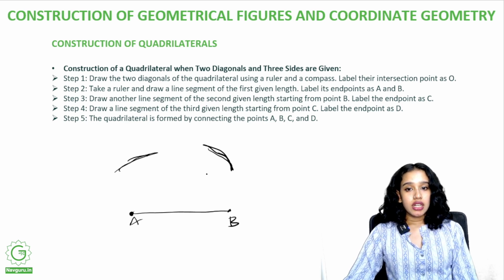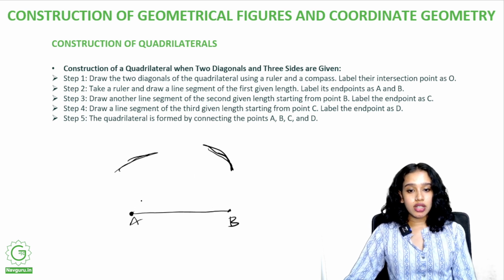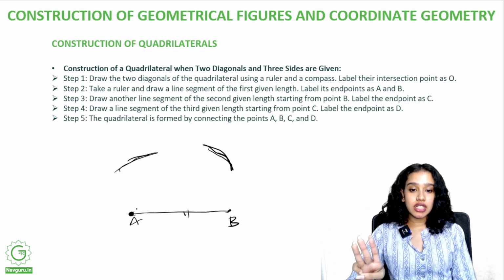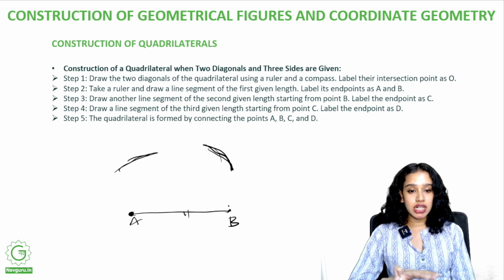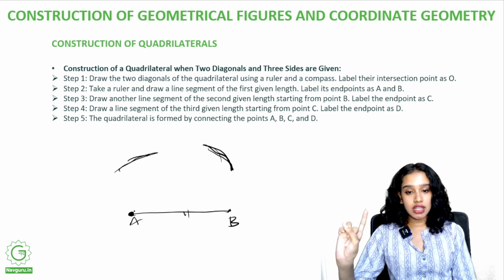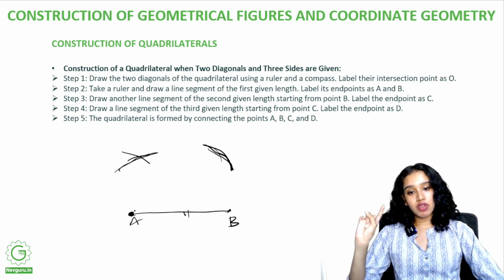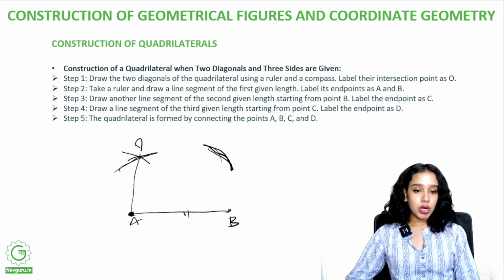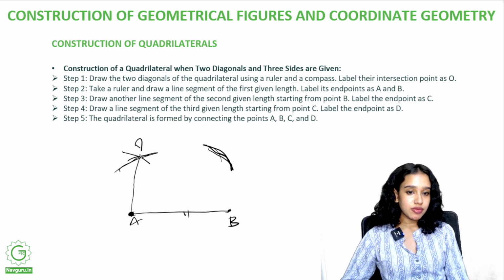Now draw another line segment of the second given length starting from B. So what will we do now? We have 3 sides given, right? So we drew the first side which is given here, we drew the length of the diagonal here, we marked an arc, and we'll mark another arc. Now there is one more length given, right? We'll take that length in compass and put an arc here and we'll join these 2 points and we'll name this as D, right?